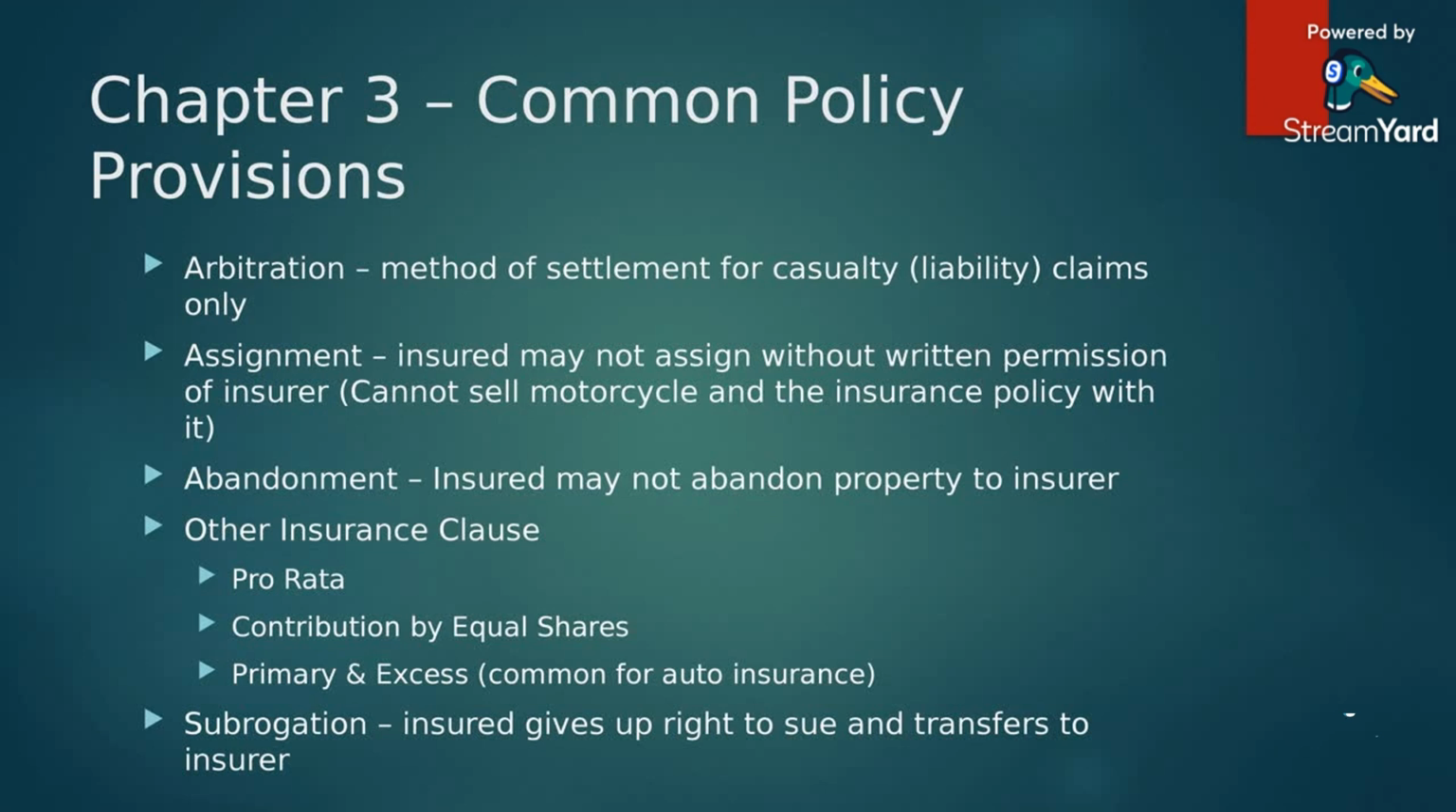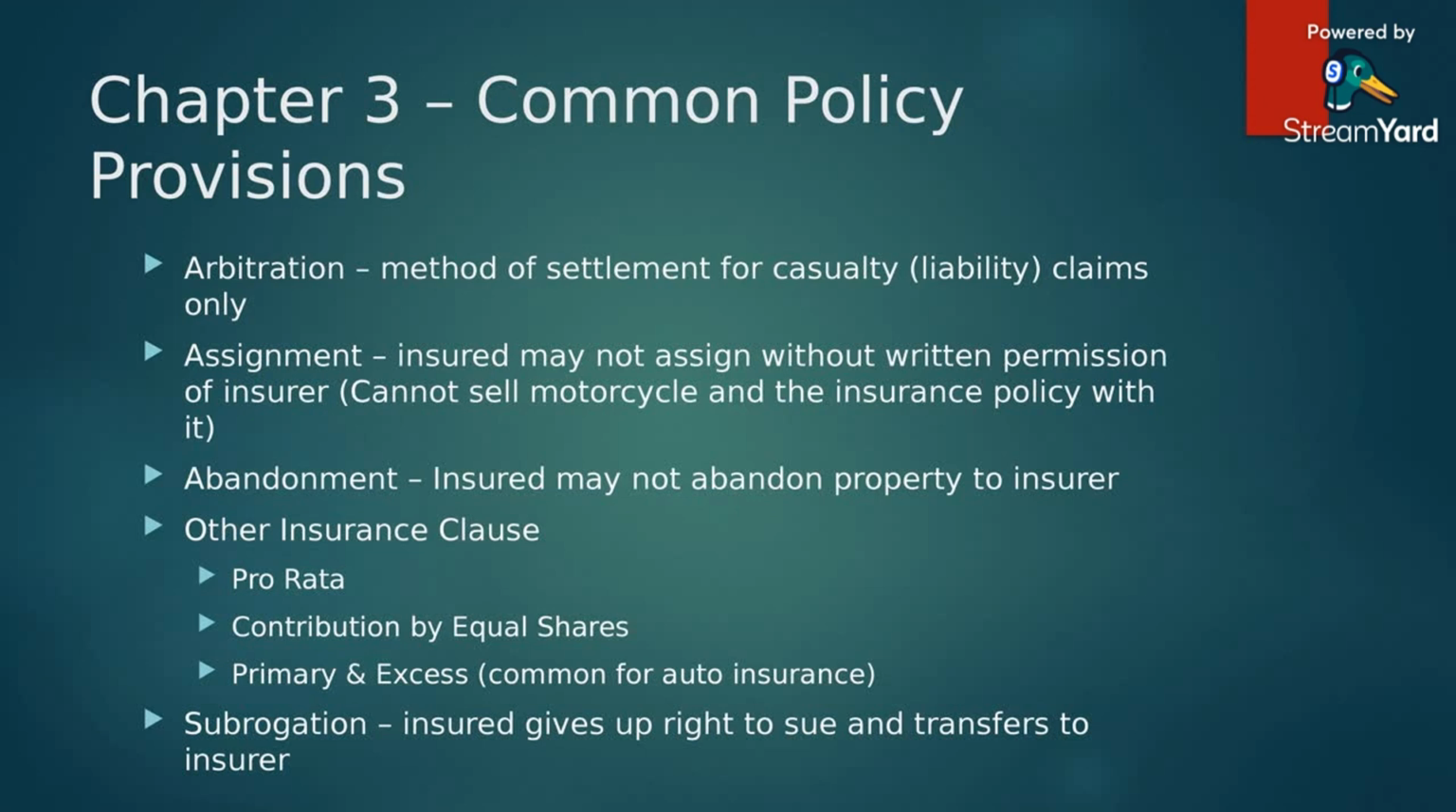A common policy provision of assignment means that the insured, the first party, may not assign the policy without written permission of the insurer, the second party. So you can't sell both the motorcycle and the insurance policy that comes with it without getting approval from the insurance company.